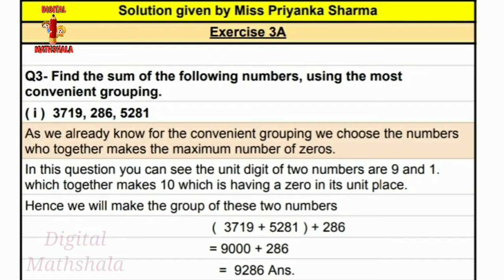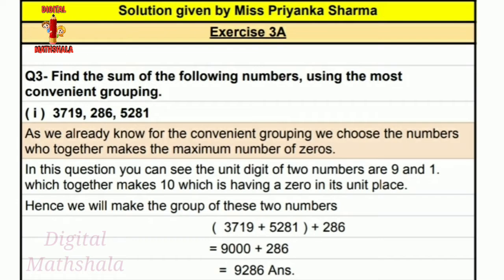Whatever the operation is, either addition or any other operation. So here sum is asked, it means we will add. So we will choose 2 numbers. When we add them, it should give the maximum number of 0s, as you can see in the highlighted line also. As we already know, for the convenient grouping, we choose the numbers which together make the maximum number of zeros.